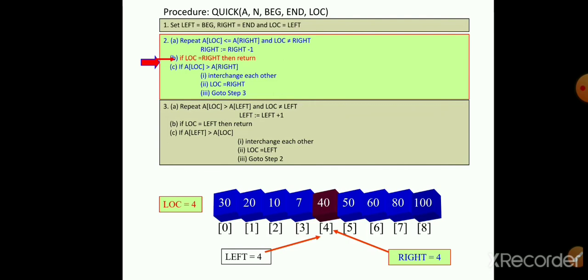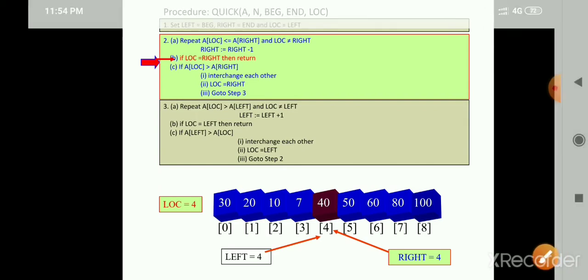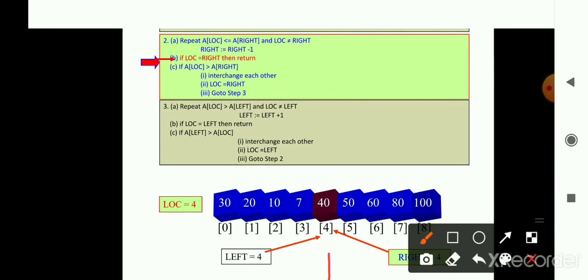We are now at the position where left is equal to 4, right is equal to 4, which means location is equal to right. We have started with the left and now all the positions are the same. It means we can't move to the left hand side or the right hand side, we are reaching the pointer. So here we cross the actual pointer. Here the position of 40 is now fixed.